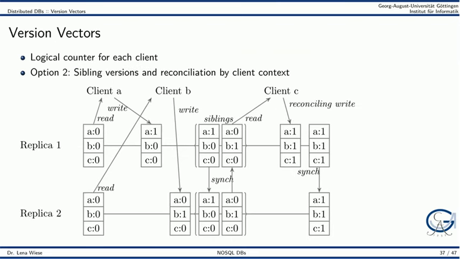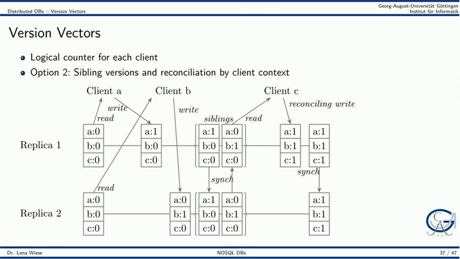Another option for version vectors is using sibling semantics. In this case, the system is not able to synchronize two diverging replicas automatically. It keeps the two divergent versions as siblings.